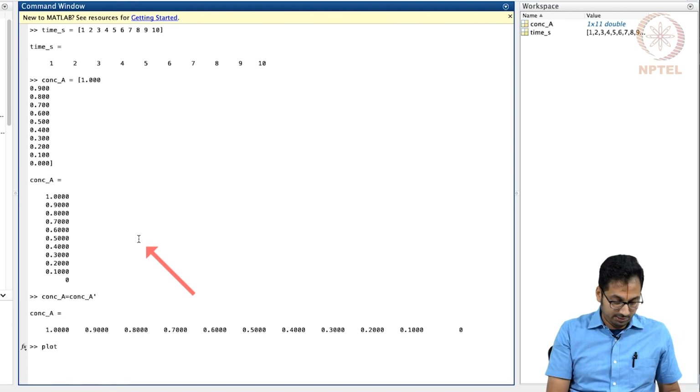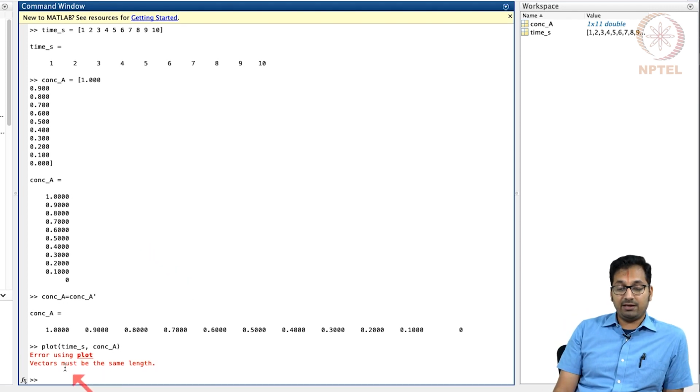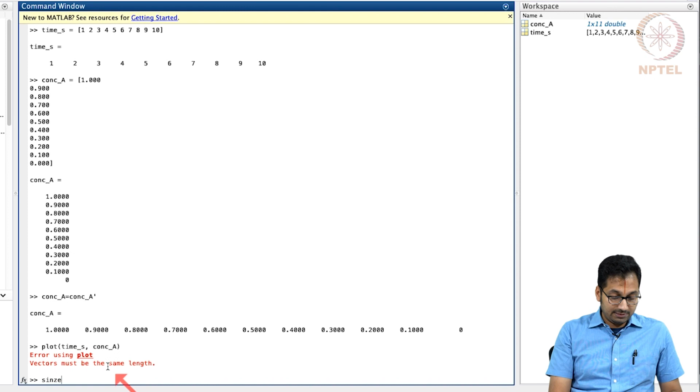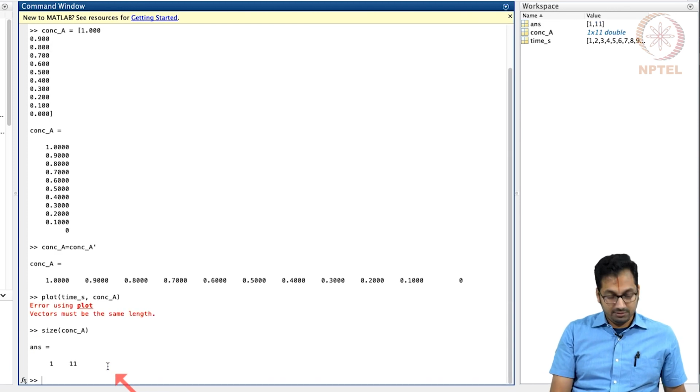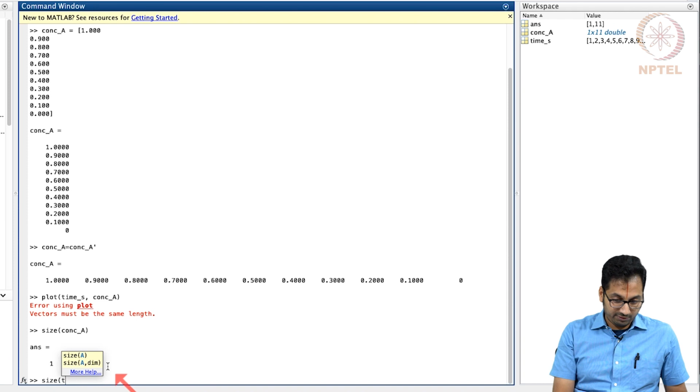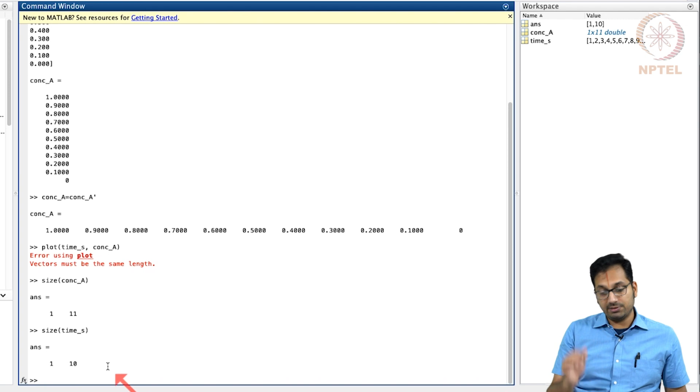We can try to plot now time underscore s on the x axis and concentration of A. Okay, so it's giving you an error that says the vectors must be of the same length. Let's take a look at the length of the vectors. You see that concentration of A is a 1 by 11 vector, while time underscore s is 1 by 10. So this is something not okay.